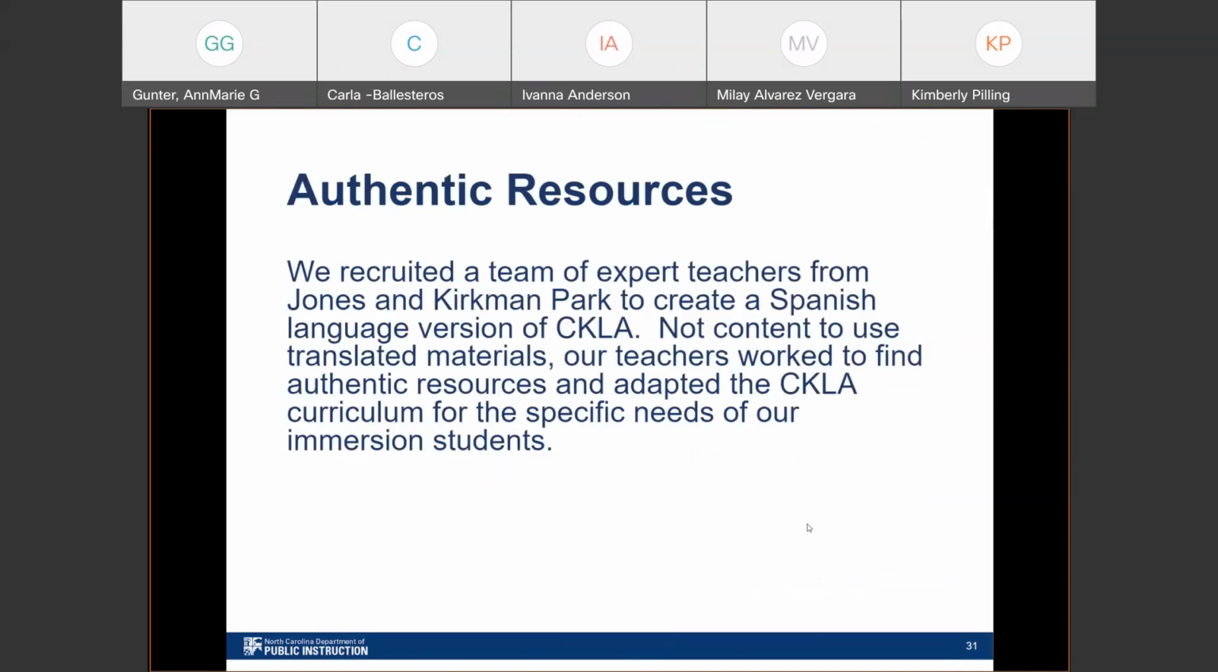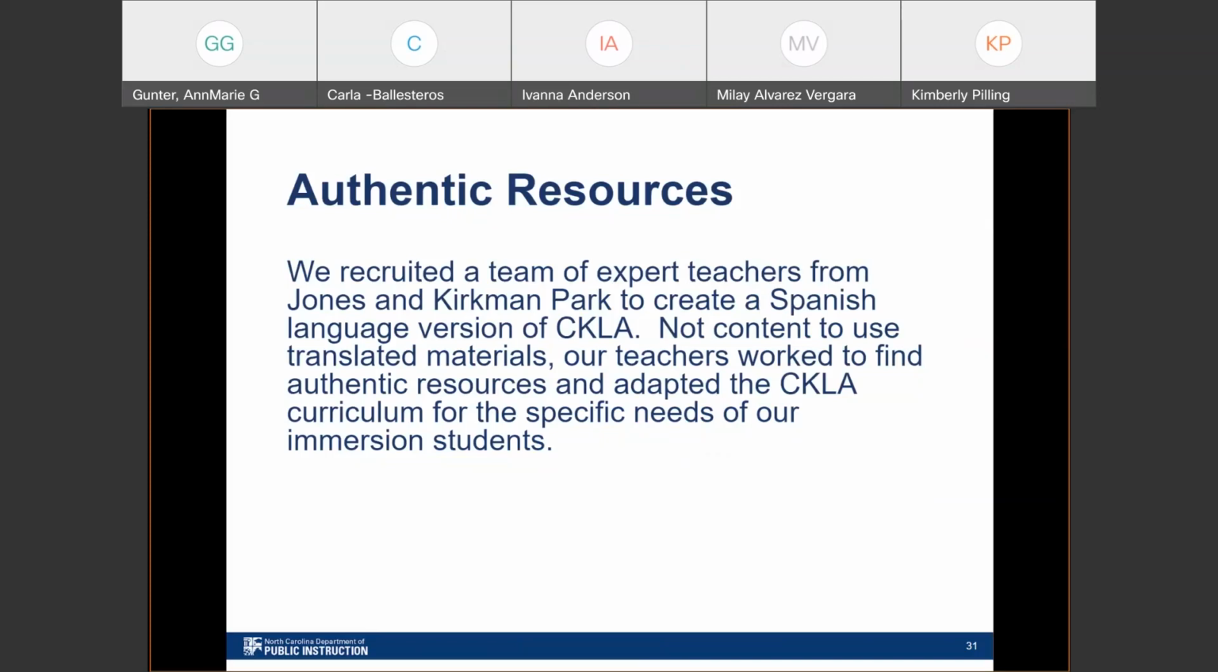So we think that a big part of this is because of the strength of the immersion program. We focused really heavily on making sure that our immersion teachers had authentic resources. And again, working with Dr. Hayes' team, we collected a group of expert teachers from both Jones and Kirkman Park, and a couple of team members from Dr. Hayes' team were really exceptional and instrumental in this work. We used CKLA, and there was no Spanish version of that.